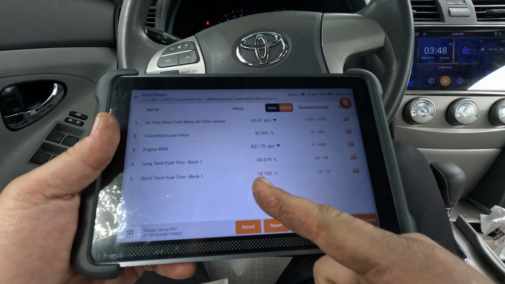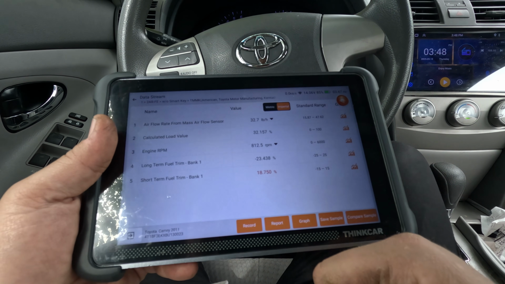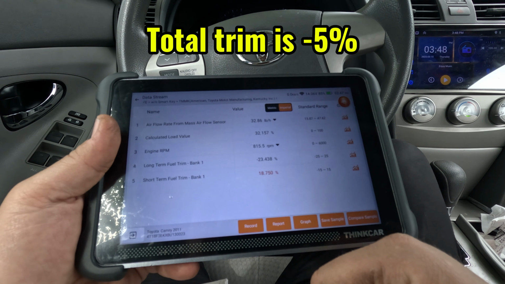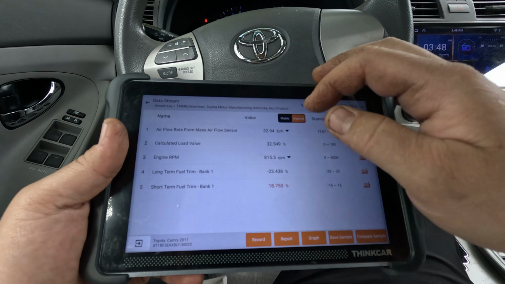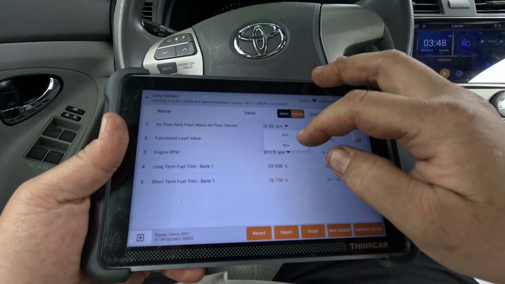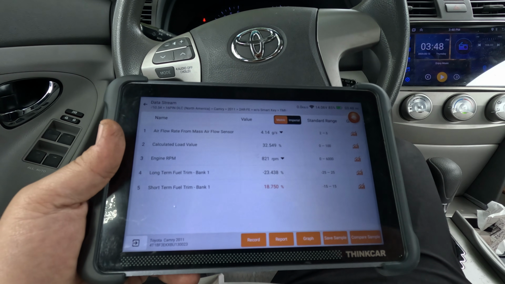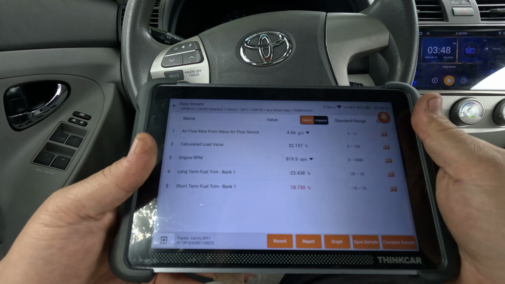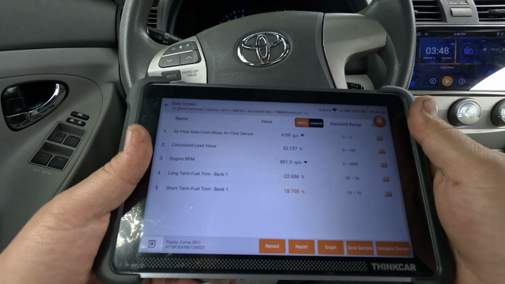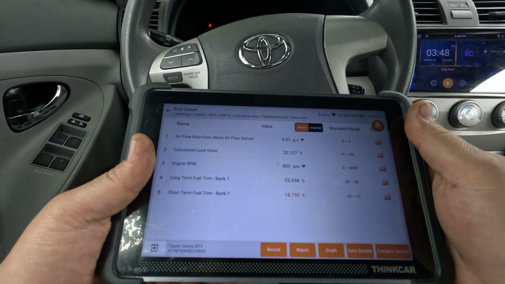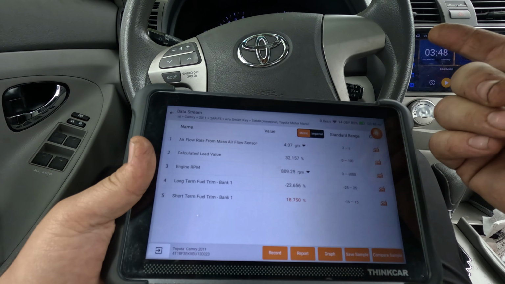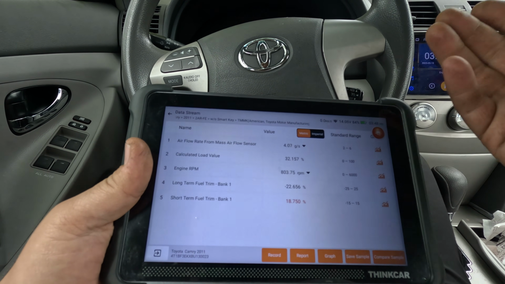Alright, so we're at, not so bad. Wait, airflow is in pounds an hour. Hold on. Let's go to metric. Okay, 4 grams a second. It's a little high. He said he replaced it. To me, a high mass airflow a lot of times means dirty.